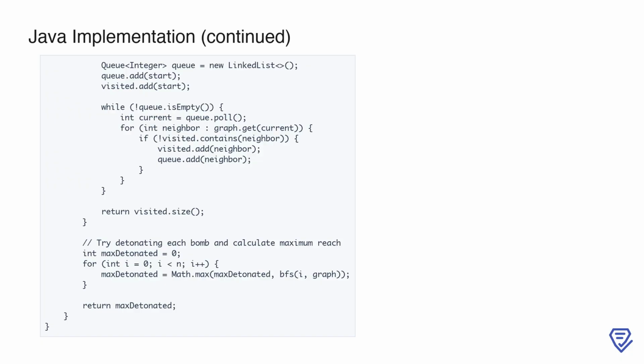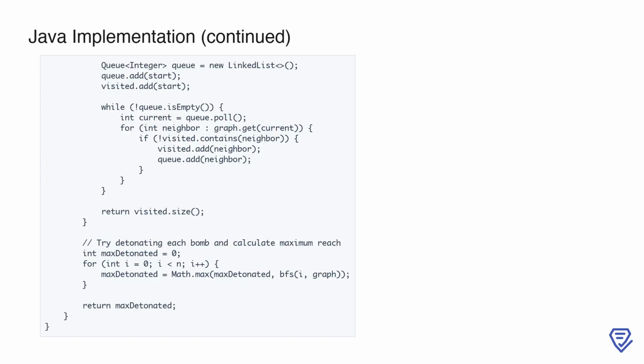After defining the BFS method, we iterate over all bombs, treating each as a potential starting point for detonation. For each bomb, we calculate the number of bombs that can be detonated using the BFS method and update the maximum count using Math.max. Finally, the function returns the maximum number of bombs that can be detonated, which is the solution to the problem.